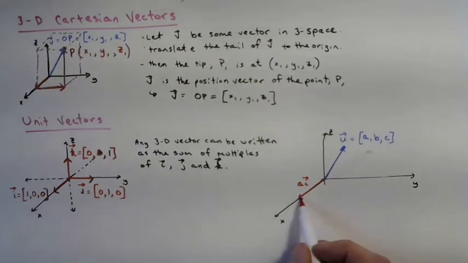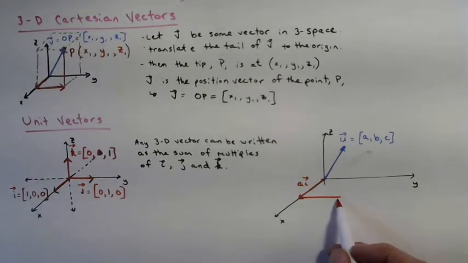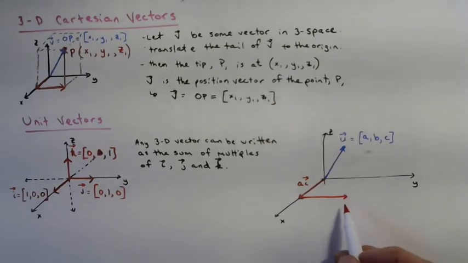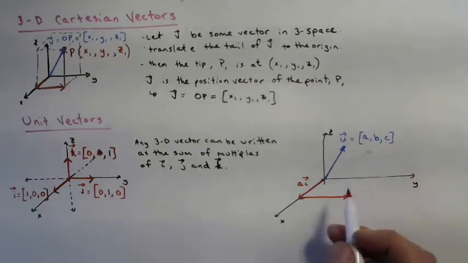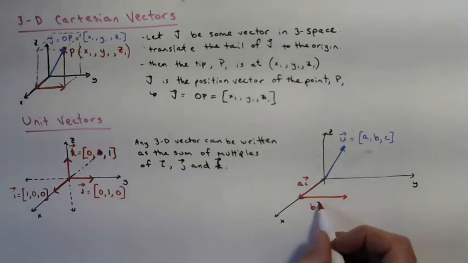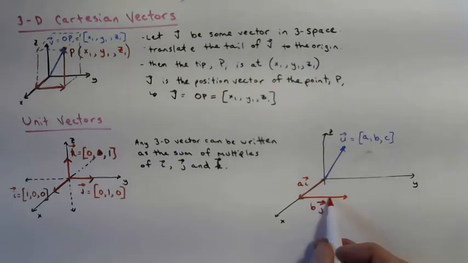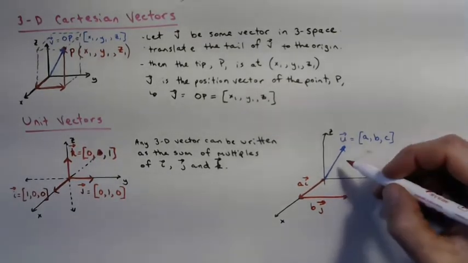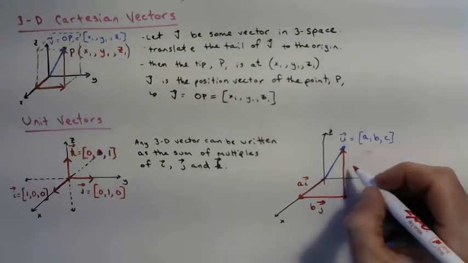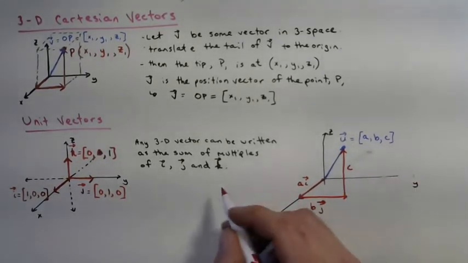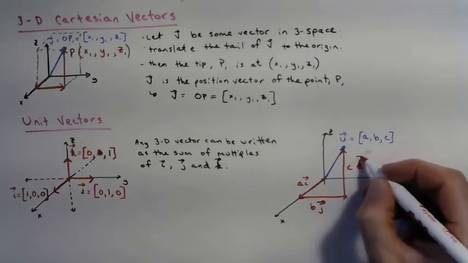Okay? Now we've gone also some magnitude, some distance in the positive y direction. Well, how far have we gone? We've gone b. So b in the direction of unit vector j. So this line segment right here is some multiple of the unit vector j in the y direction. Okay? And same thing here, we've got some multiple c times the unit vector k.